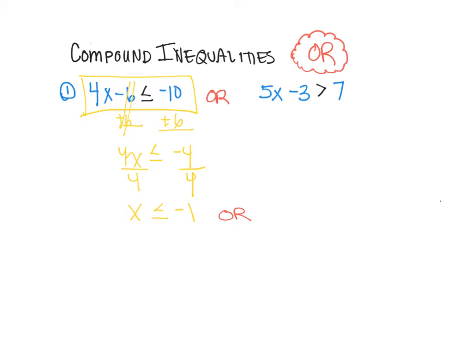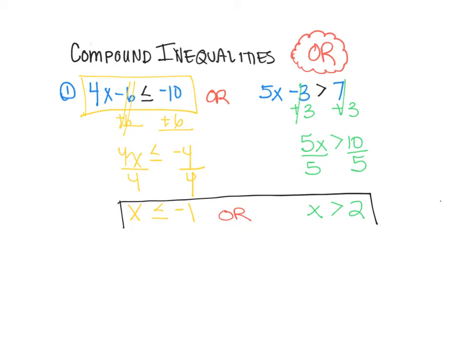Now we're going to link that together with the word OR, and we're going to come over here and solve the second part of the inequality, which is 5x minus 3 is greater than 7. We're working with inverse operations. We're going to add 3 to both sides, giving us 5x is greater than 10. And then use the inverse operation and divide by 5. And that's going to give us that x is greater than 2. This entire inequality that I've just circled here in black is our answer.